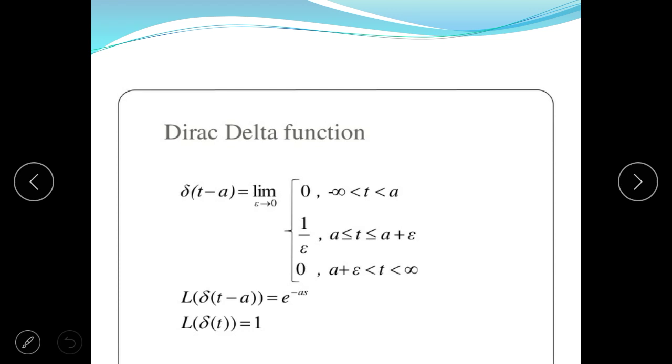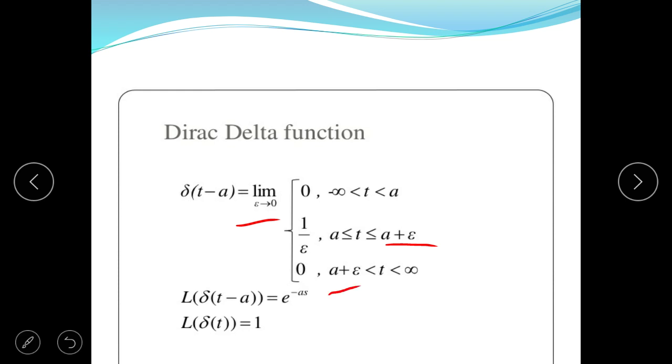Next is the direct delta function, means del function. The del function del(t minus a) is defined as limit epsilon tends to 0 of: minus infinite less than t less than a is 0, a less than or equal to t less than or equal to a plus epsilon is 1 by epsilon, and a plus epsilon less than t less than infinite is 0. So Laplace of the function del(t minus a) is equal to e to the power minus as.